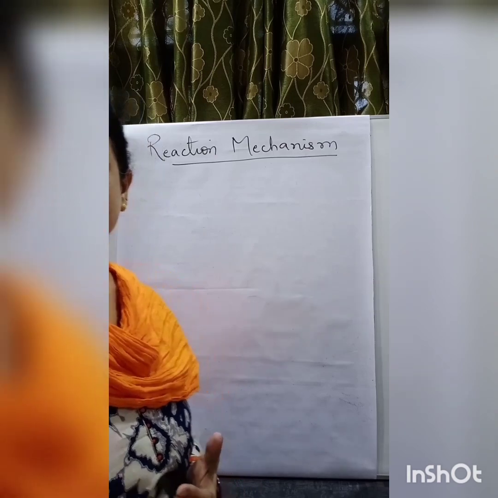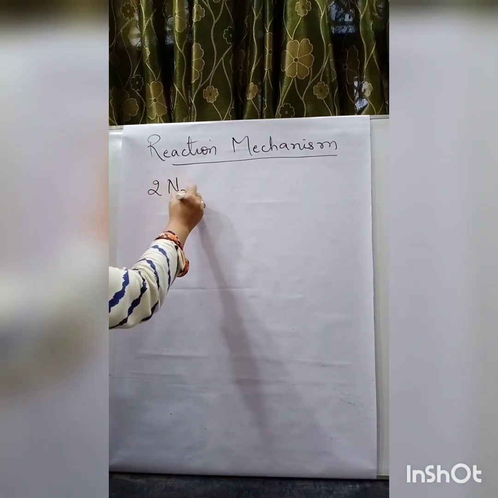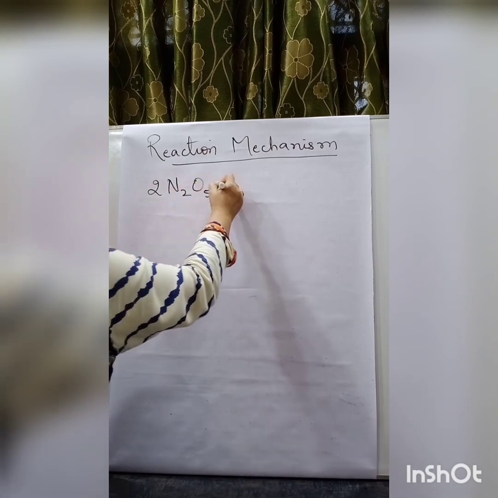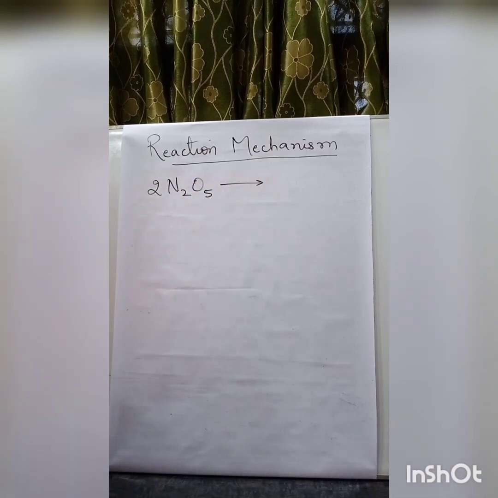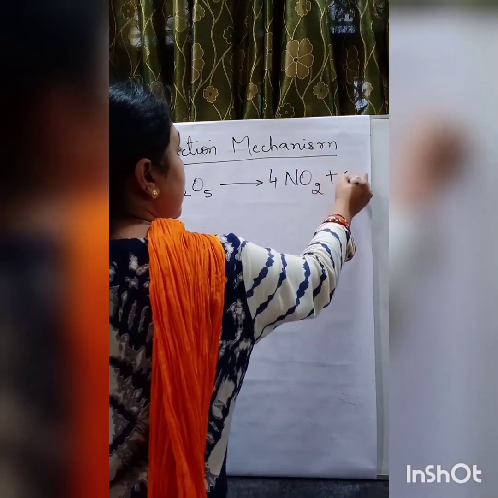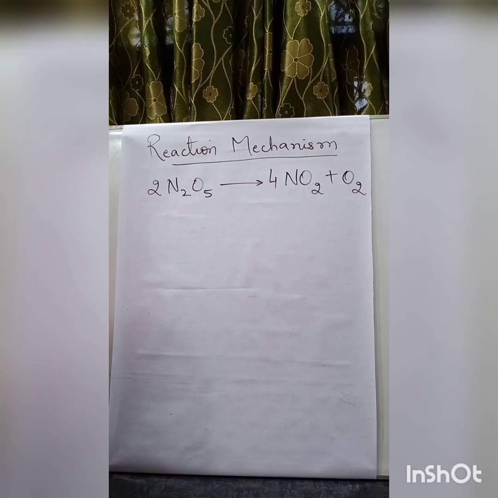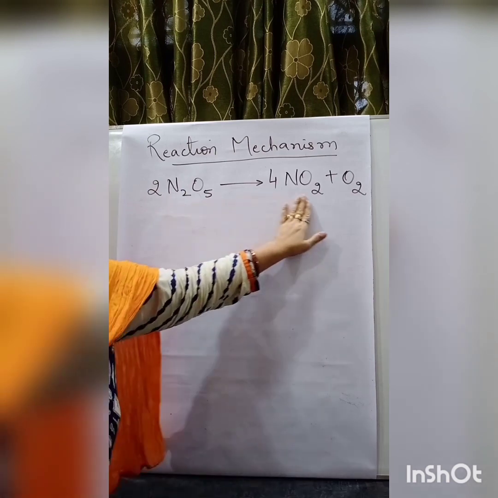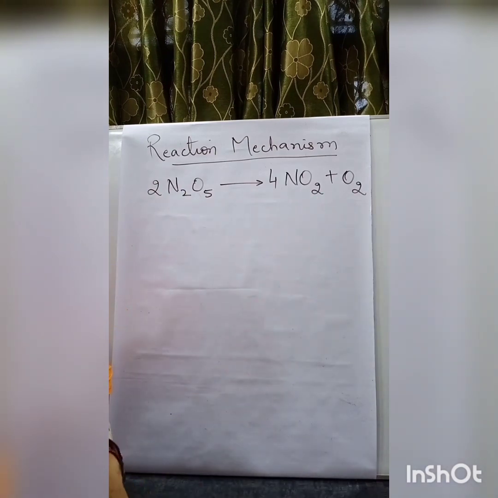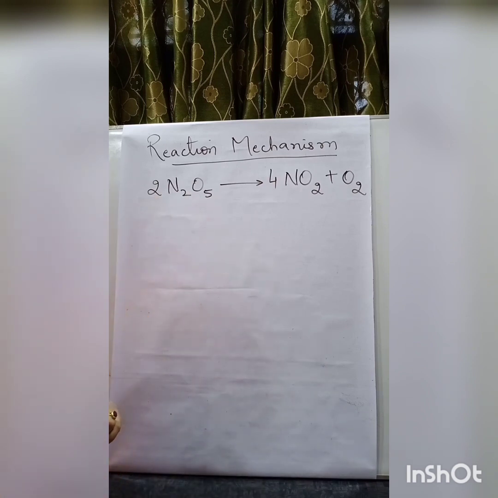Let us explain this with the help of an example. Consider this example. 2N2O5 gives 4NO2 plus O2. This reaction indicates the decomposition of nitrogen pentoxide. Now, on paper we are writing this in one step, but in reality this reaction never takes place in a single step. It always takes place in 2 steps.